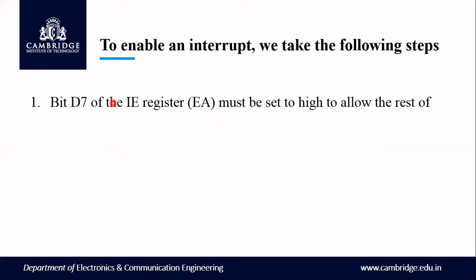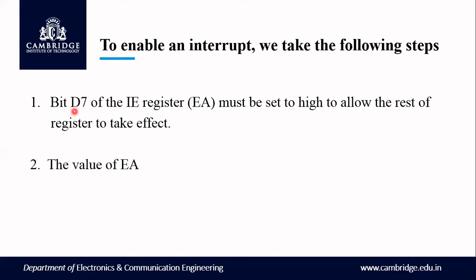So what do we need to do for enabling the interrupt? Obviously, bit D7 of the IE register must be set to high to allow the rest of the register to take effect. Unless and until D7 is made 1, the other bits will not be effective. That we need to understand.